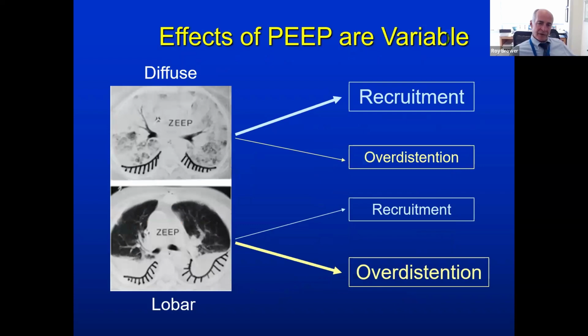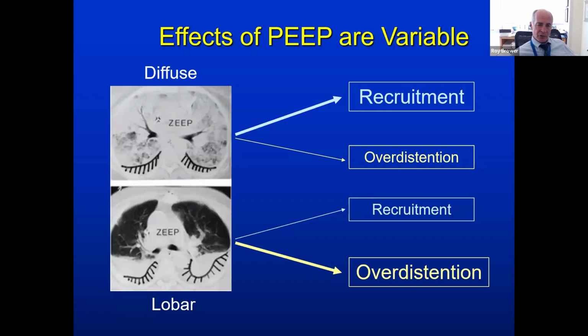Another thought is that effects of PEEP are variable between patients. Some patients, like this one shown here, ZEEP is 0 end expiratory pressure, lots of atelectasis here in the dorsal regions. Raise PEEP in this patient, you get over-distension here, but very little opening of new alveoli, very little recruitment. In contrast, in some patients, you raise PEEP and the lungs open up beautifully. Lung compliance improves, arterial oxygenation goes up.